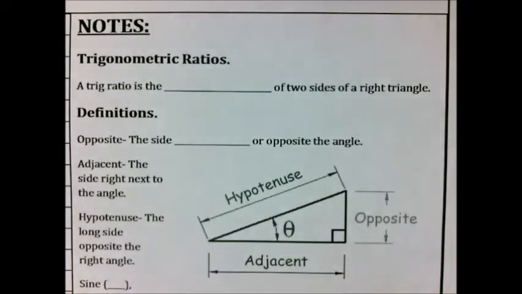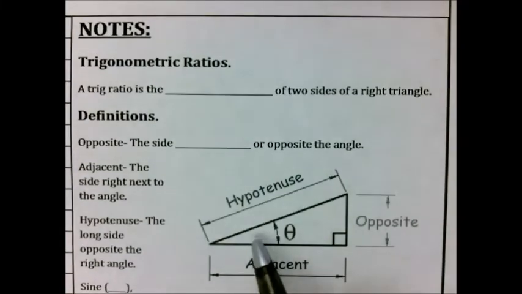A trig ratio is the comparison of two sides of a right triangle, okay? Ratio meaning it's a fraction and it compares two sides of a right triangle. Okay, so let's define a few things. Opposite, when I say opposite, what I mean is the side across or opposite the angle. Okay, so across is that second blank there.